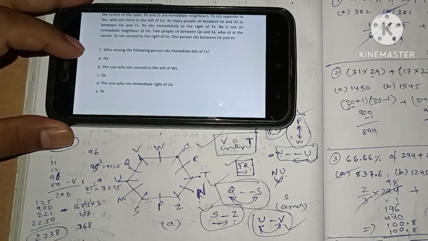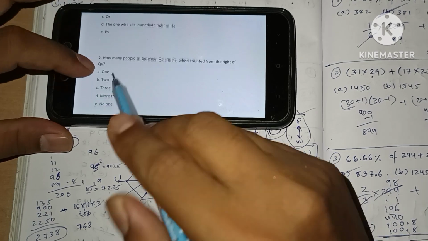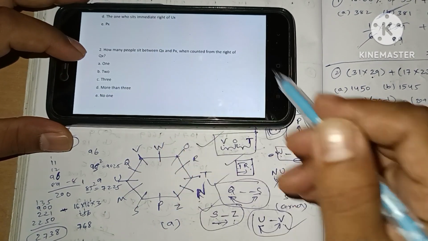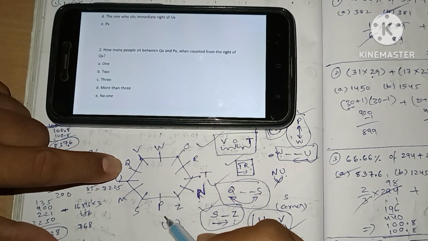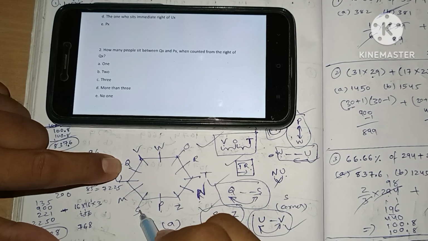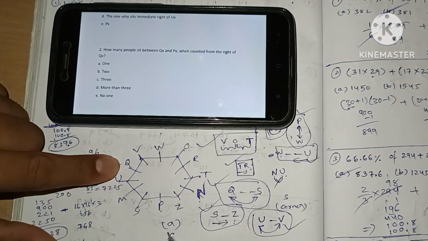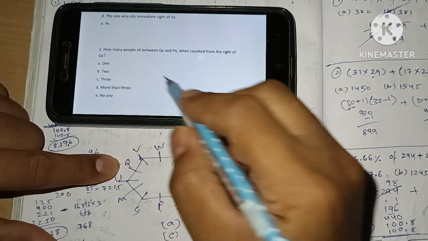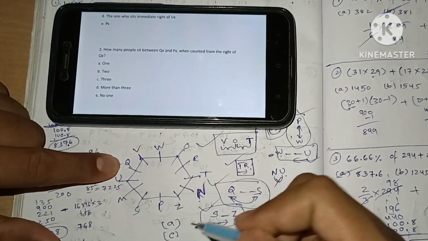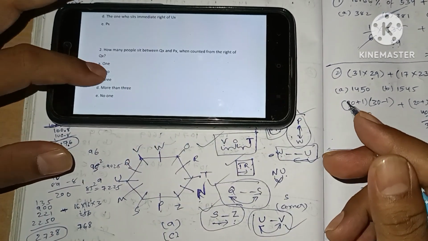Next, how many people sit between Q and P? Here it is Q, here it is P. 1, 2, 3. Three people sitting between them. Option C is our answer, when counted to the right of Q. Okay, three people sitting between them. Answer will be option C. Third question.